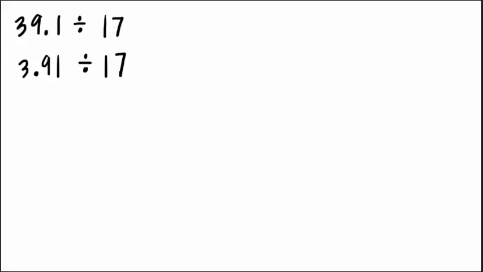So here we go. Let's take a look at these two problems. In this case, we have 39 and 1/10 and 3 and 91 hundredths. Right, so 39 and 1/10 divided by 17, and 3 and 91 hundredths divided by 17. So we have two problems. And what we're going to do is talk about how to get a decimal quotient.